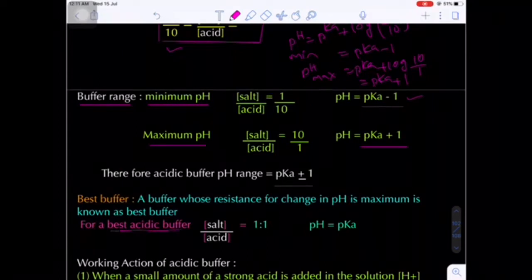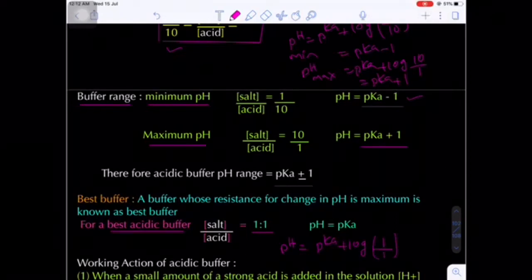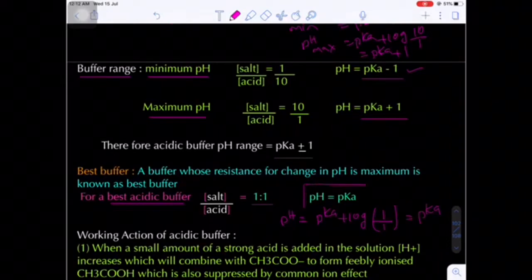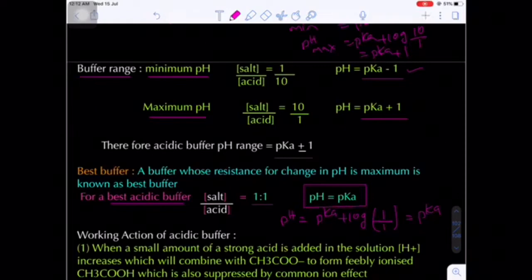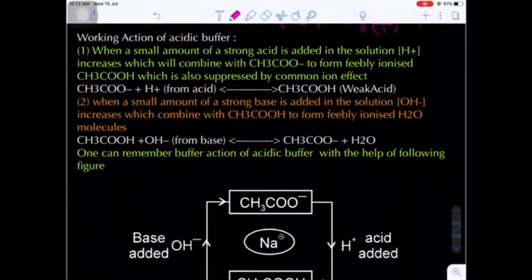Okay, for a best buffer, that means one which can effectively function, for such purpose we use the condition that the salt concentration upon acid concentration will be equimolar, that is a 1:1 ratio. So pH is equal to pKa plus log of salt concentration by acid concentration, equimolar 1:1, log 1 is 0. So finally pH is equal to pKa. If the pH is equal to pKa, then the buffer is called a good buffer or best buffer. Are you getting my point?